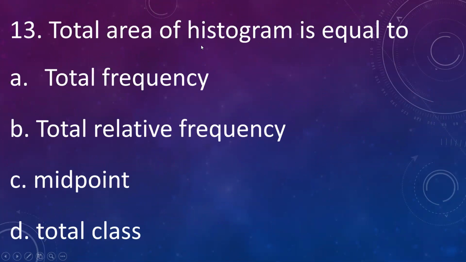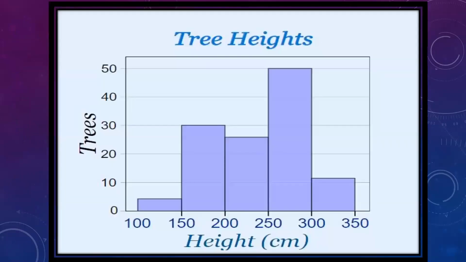And total area of histogram is equal to A. Total frequency, B. Total relative frequency, C. Midpoint, D. Total class. Answer is total frequency. Here is the histogram showing the trees and height of the trees. So area under the histogram shows the total frequency.